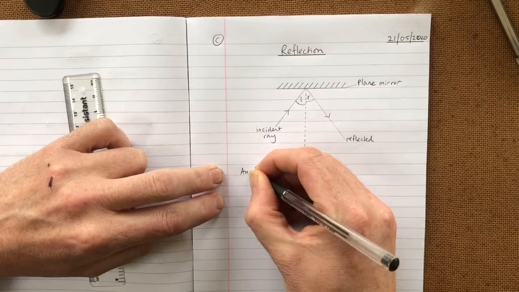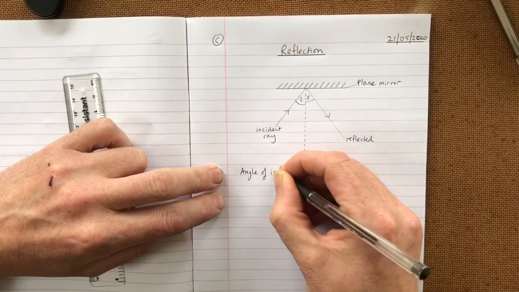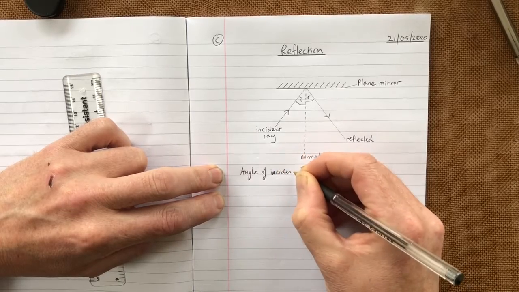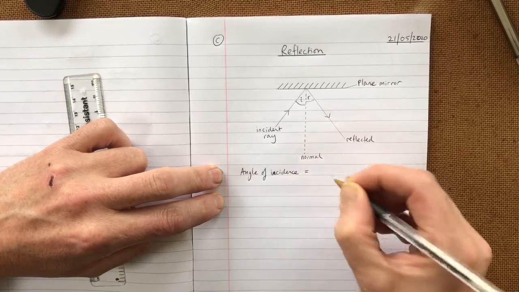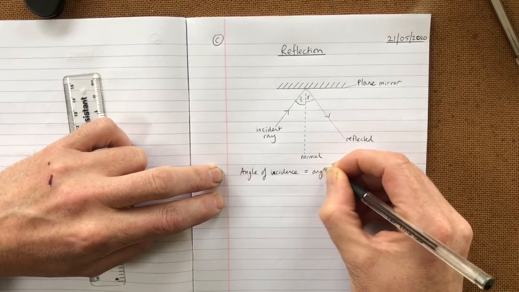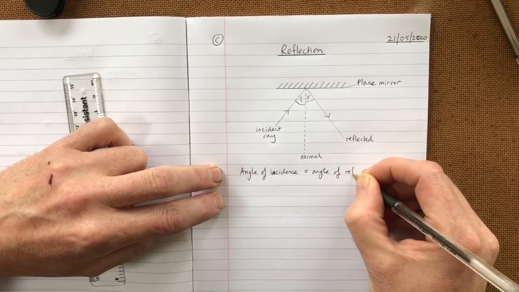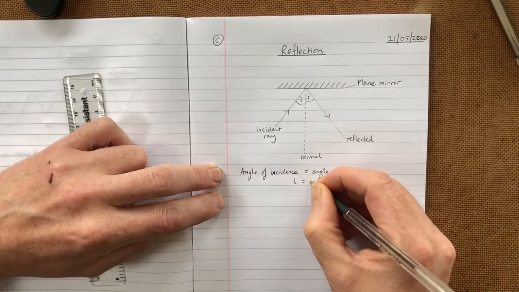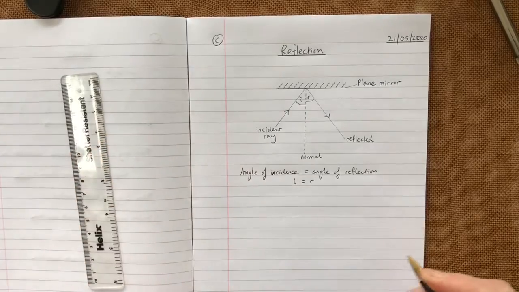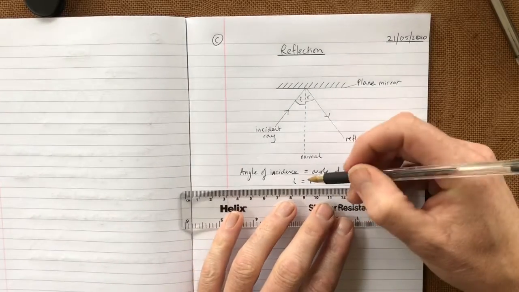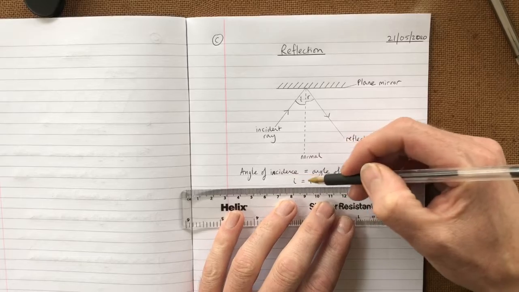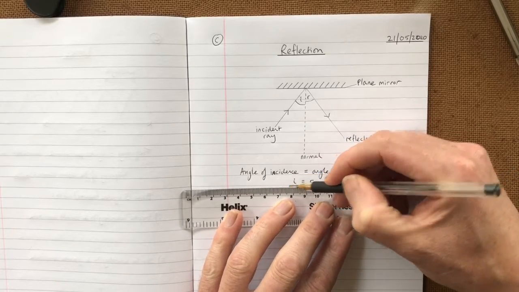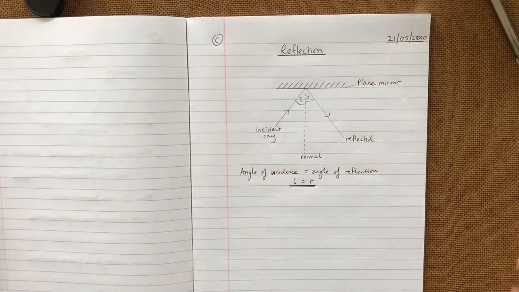So the angle of incidence, I can't write today, can I? Incidence equals the angle of reflection. And therefore that's I equals R. That's the equation that we need to know. So the incident ray and the angle of incidence is just a different tense on the word. So we need to know that I equals R when we're dealing with reflection. So that's the end of the diagram.